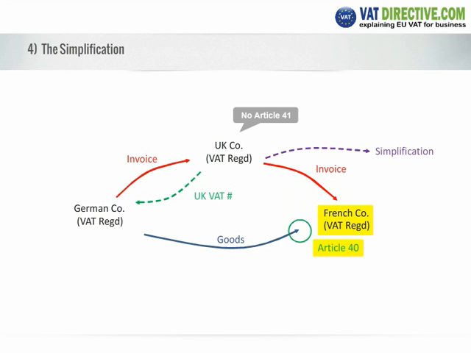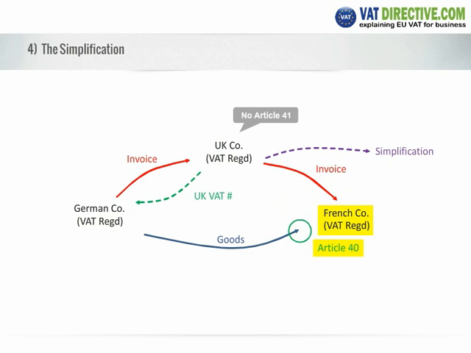So that's the simplification. It avoids the UK company having to register in France, and effectively the French company would account for the acquisition VAT that's due under Article 40. There is no Article 41 in the UK company, even though they've used a UK VAT number to secure the exempt with credit transaction from Germany.